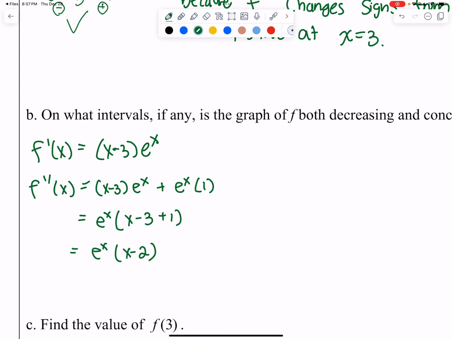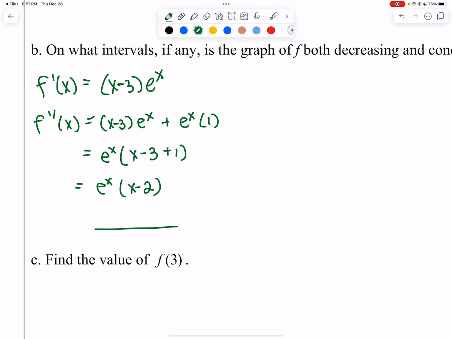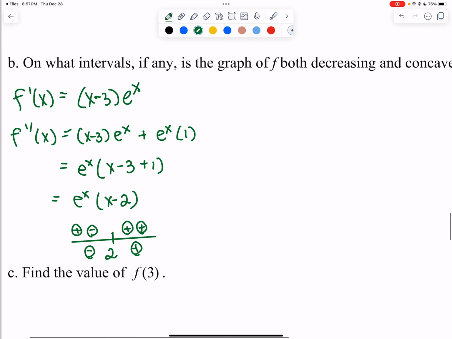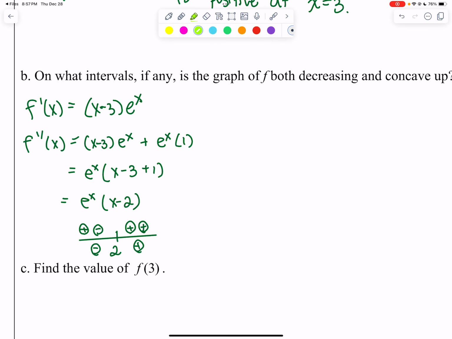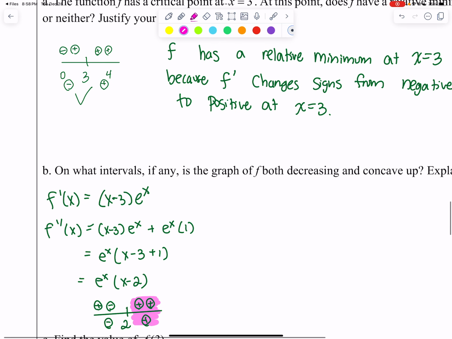So you have e to the x times x minus 2, which means that your only critical point is at 2. I'm going to plug in 1, and I'm going to plug in 3. So if I were to plug in 1, that's positive, this is negative, so this is negative. And then if I were to plug in 3, this is positive, positive, so this is positive. And remember that concave up means that your second derivative is positive, which is in this region right here. We also know that f is decreasing when our derivative is negative, which is in this region right here.